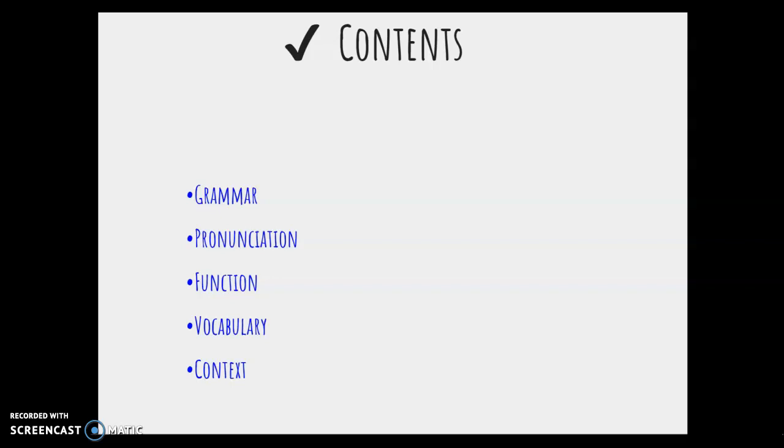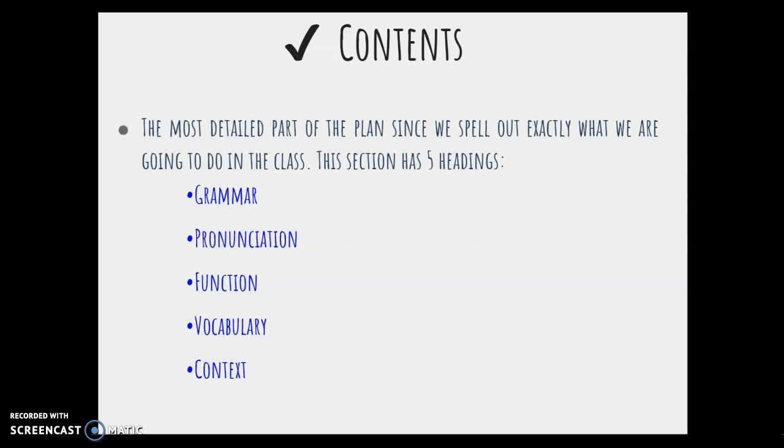So let's go back to the example I gave some minutes ago. If I say that I want a context for future will for predictions, the context might be, for example, what will happen in 2050. So they should predict in that context. This part, the content of the lesson, is the most detailed part of a plan because we explicitly state these five major components.